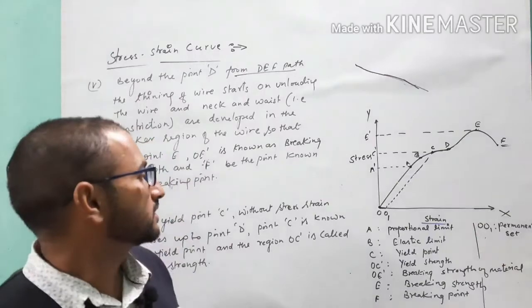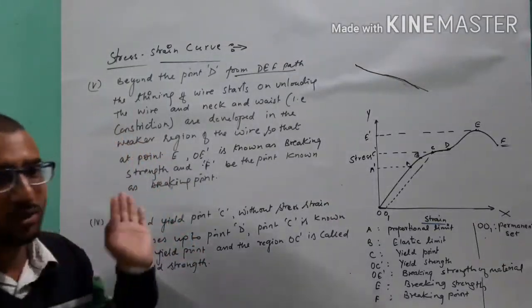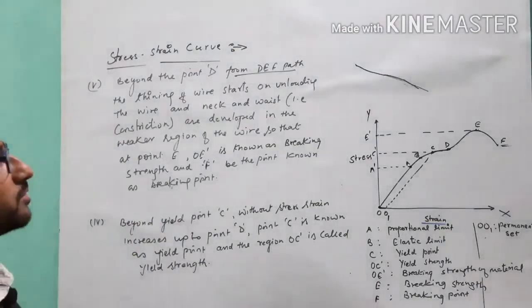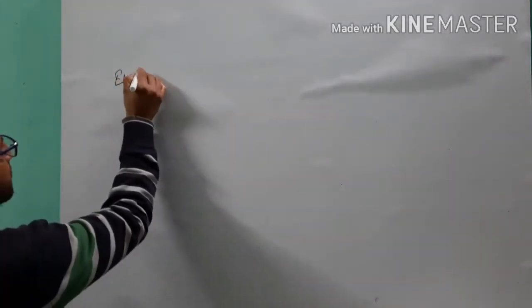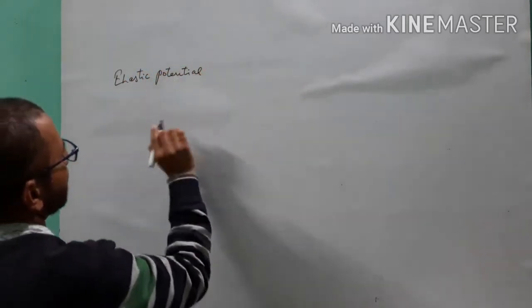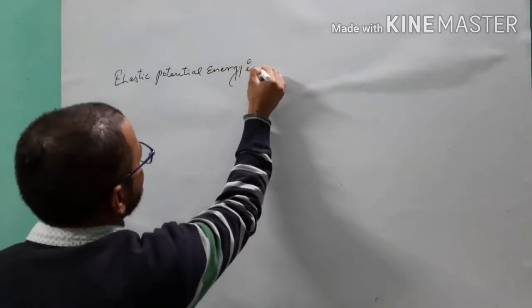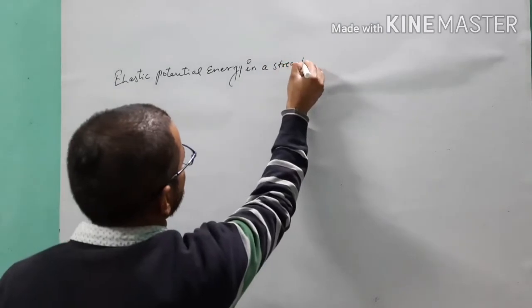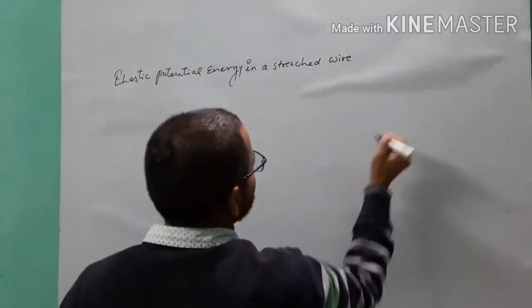So this is the discussion about the stress strain curve. After that we will talk about the next topic. For that, pause the video and note down. After the discussion about the stress strain curve, here we will talk about the elastic potential energy in a stretched wire. So listen carefully, students.